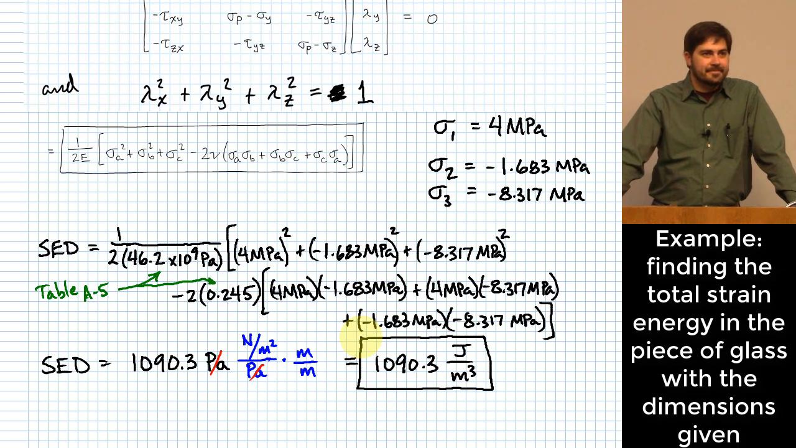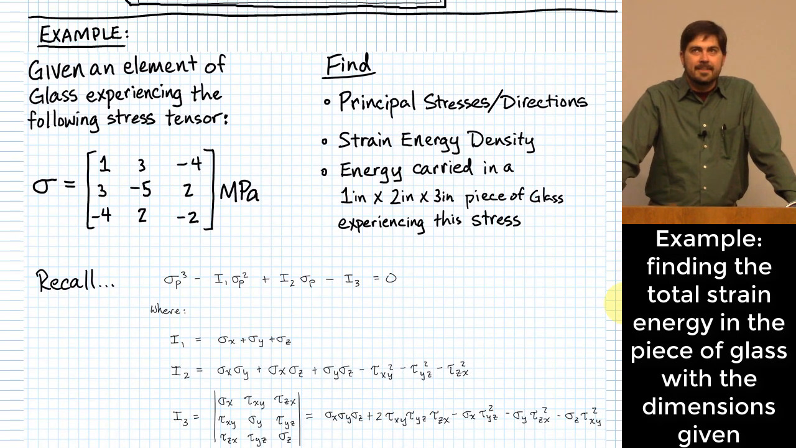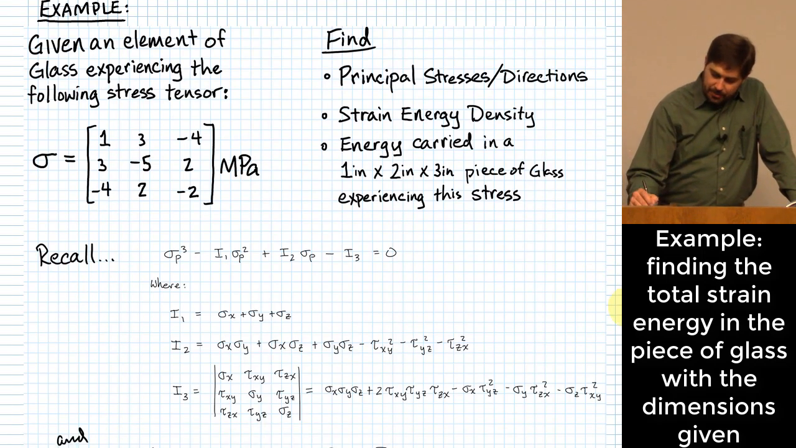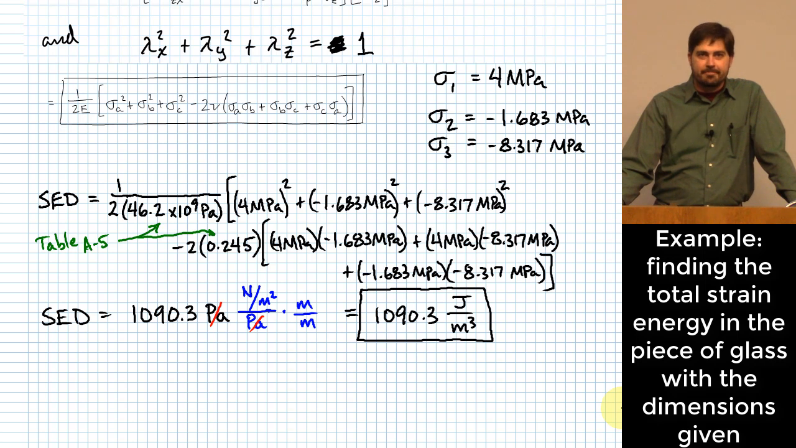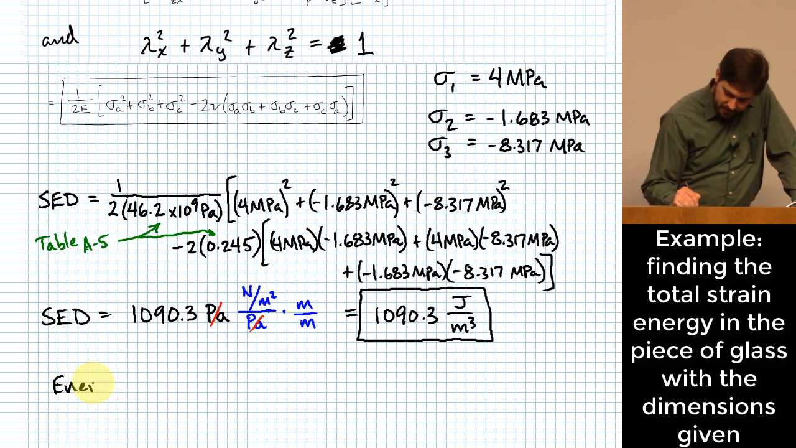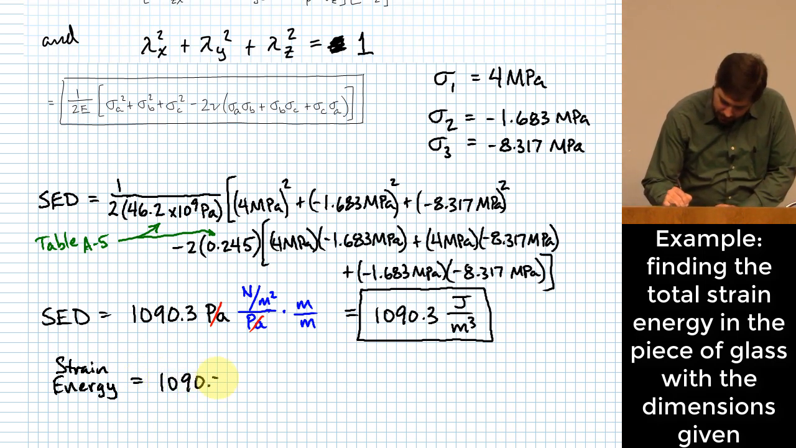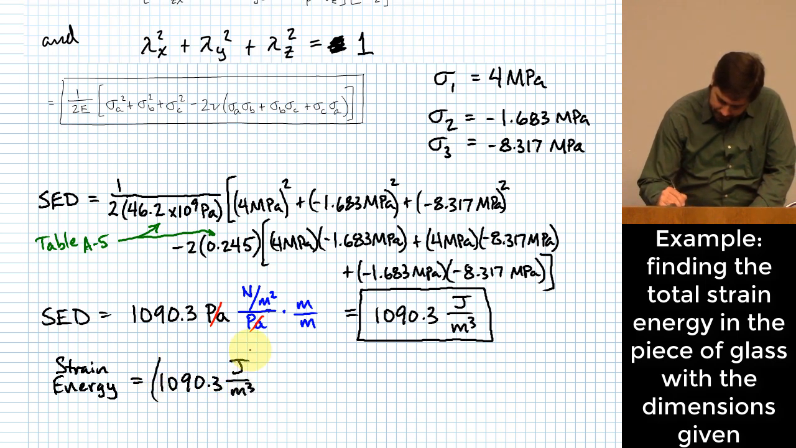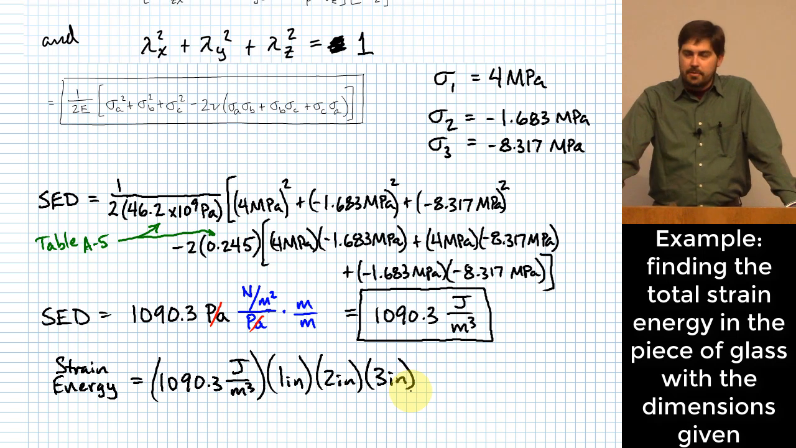But then what else were we supposed to find up here? We've got some dimensions of a piece of material that supposedly is carrying this stress tensor. What do I do to figure out the total energy carried in that block? Take your strain energy density and multiply by volume. So that energy, I'll call it strain energy, is just going to be equal to 1090.3 joules per cubic meter times 1 inch times 2 inches times 3 inches, because we said it was a 1 inch by 2 inch by 3 inch block of material.